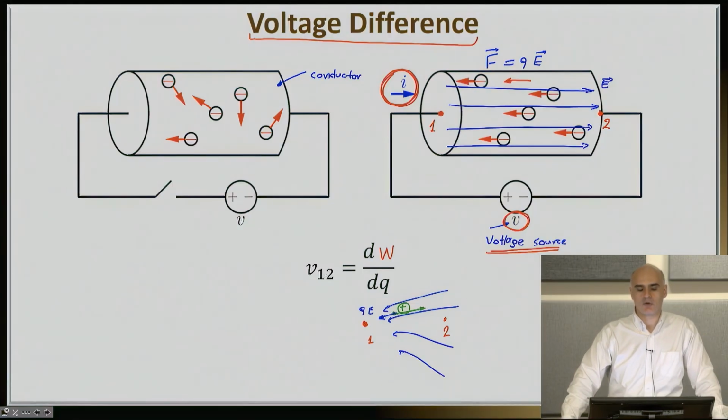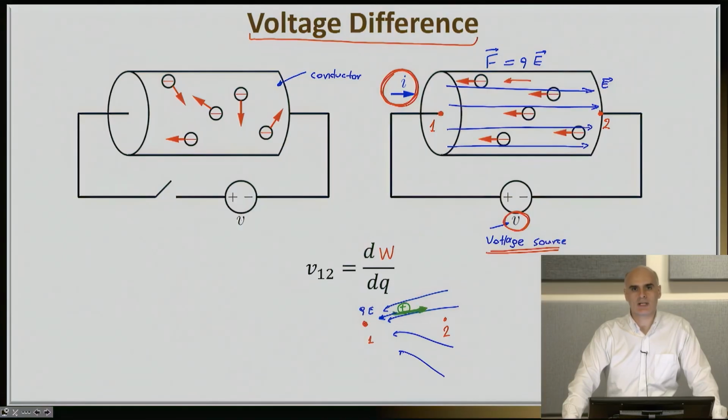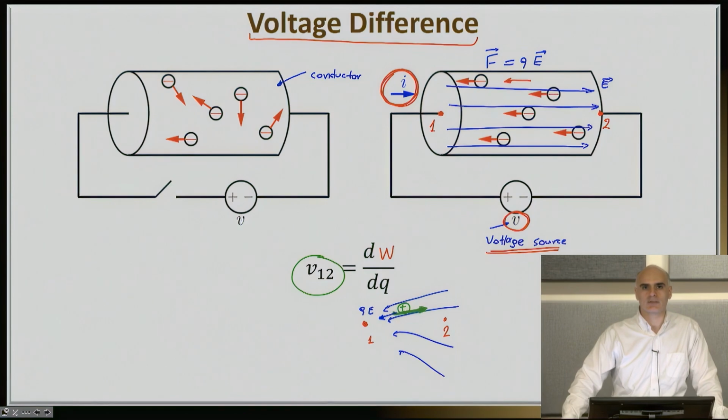And if Q is positive, as is assumed in the definition of a voltage, then this charge will try to move to the left. I am trying to move it against the electric field, so I have to spend some energy. The amount of energy I have to spend to move this charge against the electric field per unit charge is basically nothing else but the voltage.